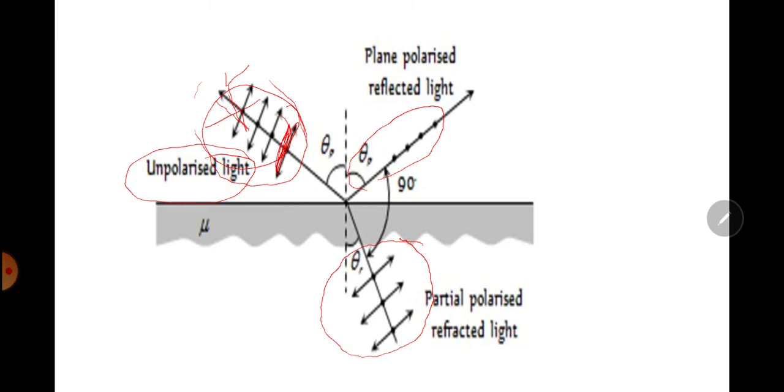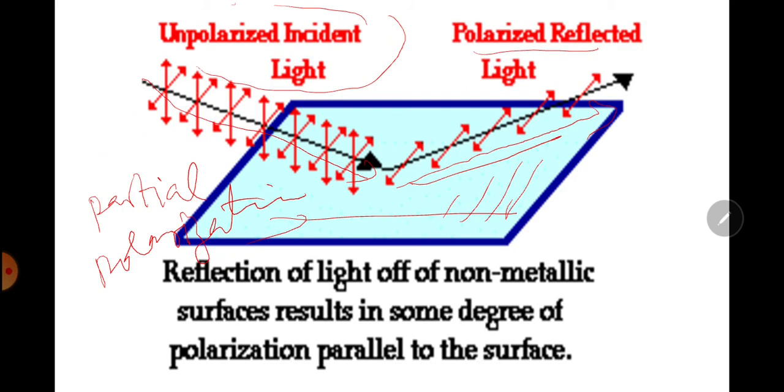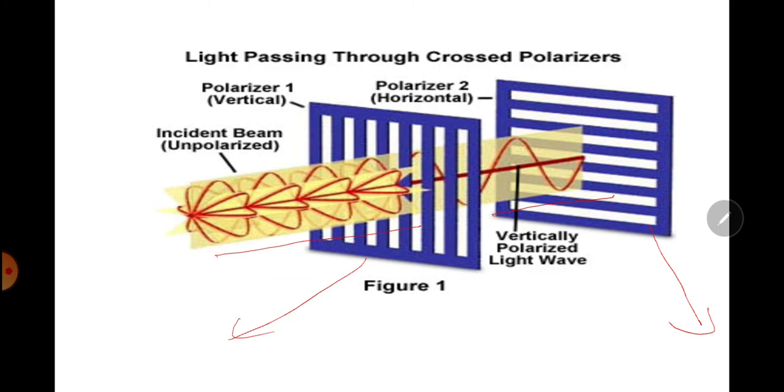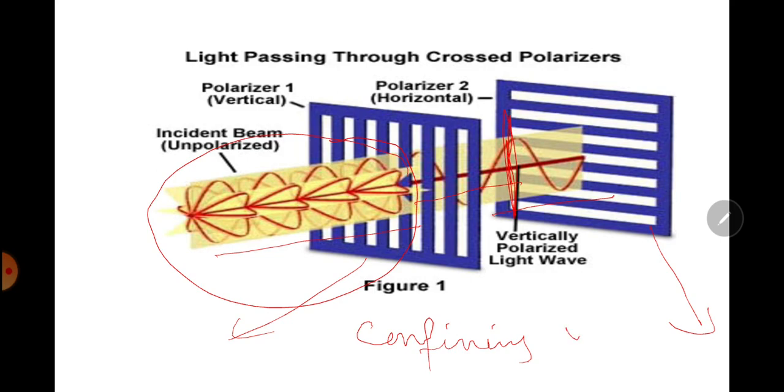Now students, polarization is the confining of light rays to one particular plane. Confining of light rays, confining the vibration of light rays to one particular plane is called polarization.